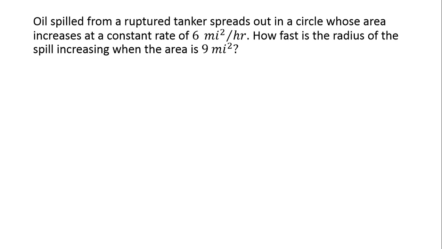How fast is the radius of the spill increasing when the area is at 9 miles squared? So, the rate of our area increasing, dA over dt, would be equal to 6, because that's right here. That's telling us the rate at which the area is increasing. We know that for our final answer, we want to find it when the area is 9. And it's asking how fast the radius is increasing, so we're asking for dr over dt. That's what we're looking for.